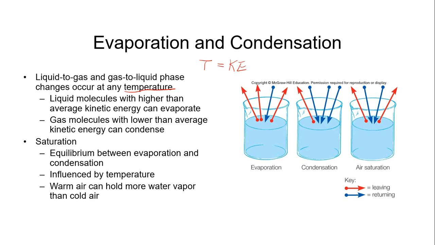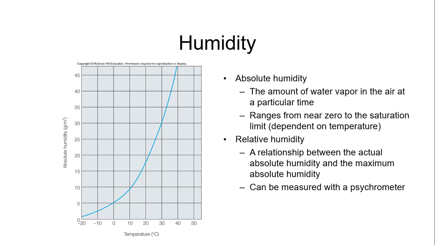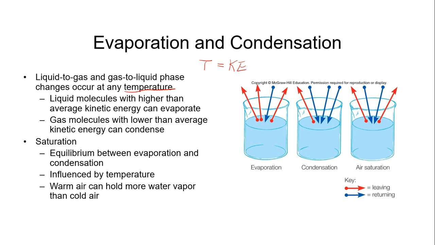Now, quick note about saturation. Saturation is the equilibrium between evaporation and condensation. Consider this first picture. For every one molecule that is condensing, you have 3 molecules that are evaporating. So you're going to have more evaporation than condensation. If you were to watch this cup of water over time, the water level would drop. That's why we say evaporation, because the water is primarily evaporating away.